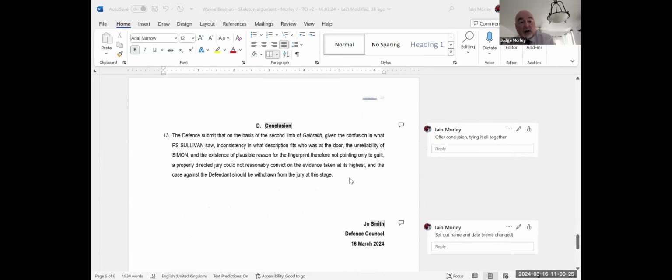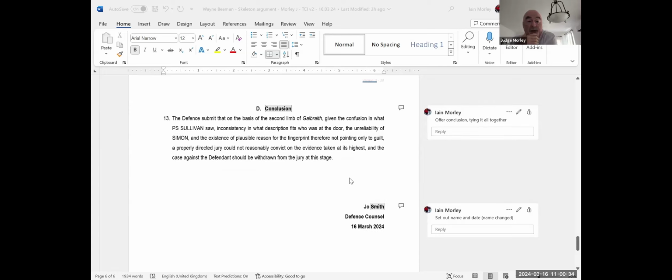Conclusion. Finally, wrap it all up. The defence submitted, at paragraph 13, on the basis of the second limb of Galbraith, given the confusion over what P.C. Sullivan saw, the inconsistency in what description fits who was at the door, the unreliability of Simon, and the existence of a plausible reason for the fingerprint, therefore not pointing only to guilt. A properly directed jury could not reasonably convict on the evidence taken at its highest, and the case against the defendant should be withdrawn from the jury at this stage.